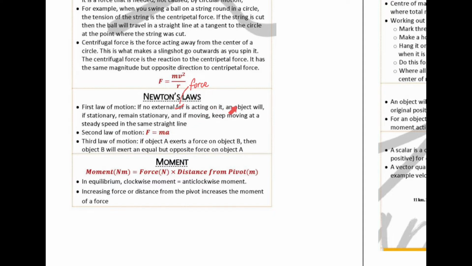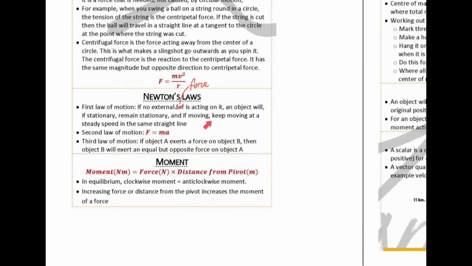Okay, so there are two ideas over here. If an object is stationary, it will remain stationary. For example, if you put a book on a table, the book remains stationary on the table until there is an external force that pushes the book, then it starts moving, or else it will just remain stationary. That is Newton's first law.